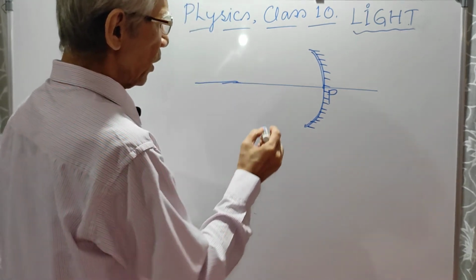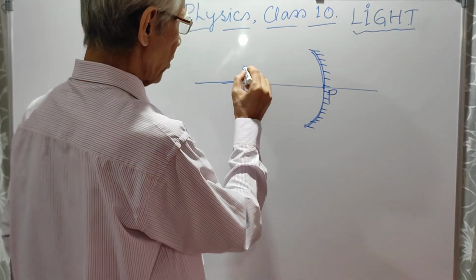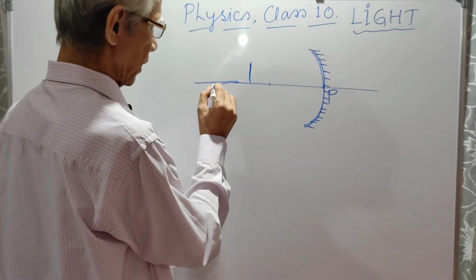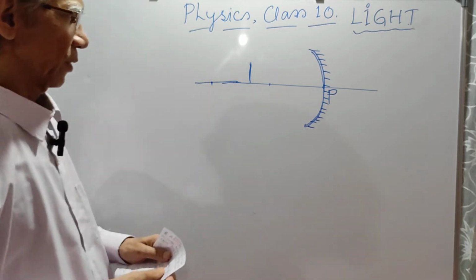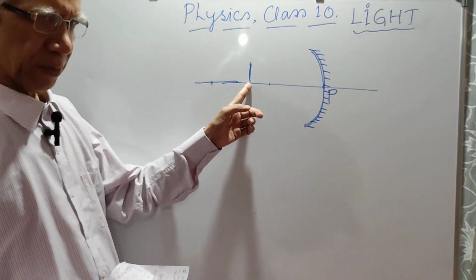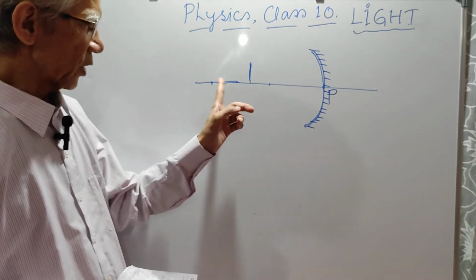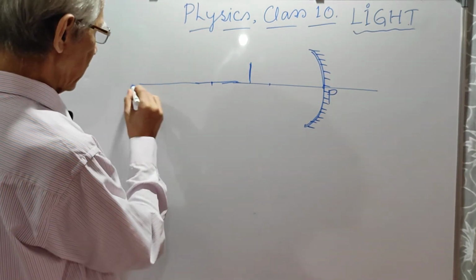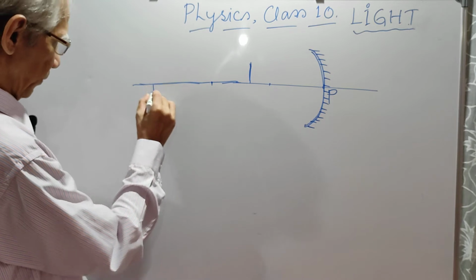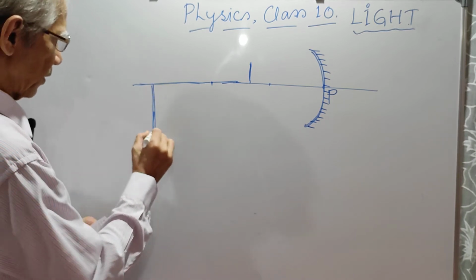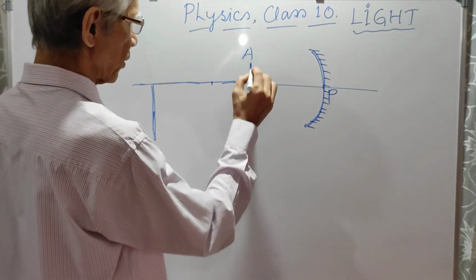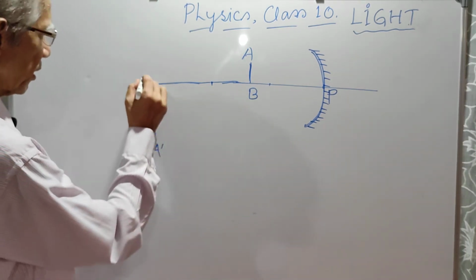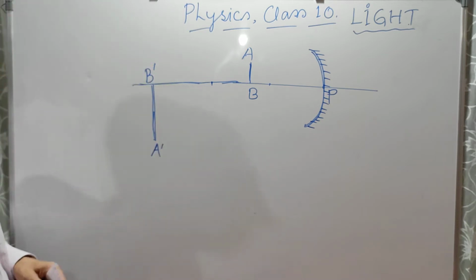Okay. Now, suppose this is an object. This is an object between focus and center of curvature. So its real image will be formed somewhere here. Yes, this is the real image. So suppose AB is the object, and here A dash B dash is the image.